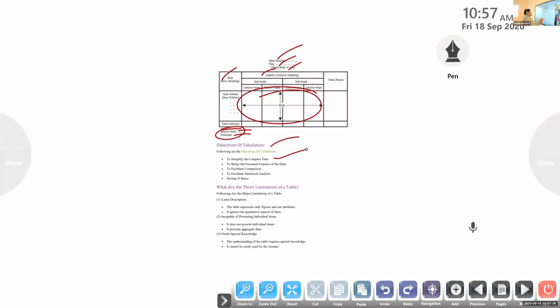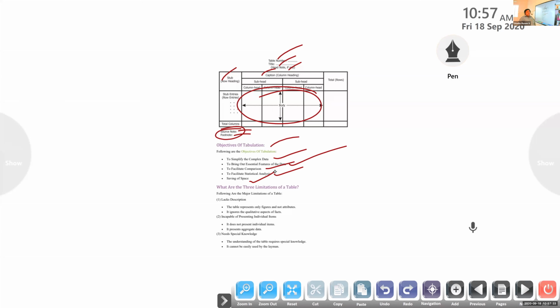Simplify the complex data, bring out the essential features from the data, facilitate comparison, facilitate statistical analysis, and saving of space. Basically, in textual presentation of data, we require more space to write, as almost everything is related with description. But here we are avoiding the description and only presenting data in the table. So these are the objectives of tabular presentation.